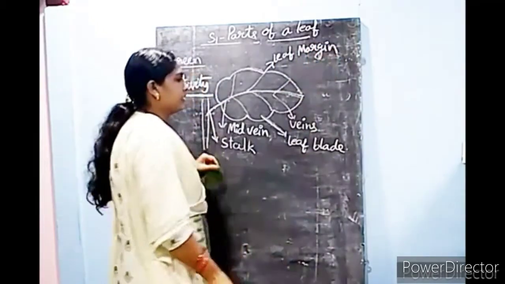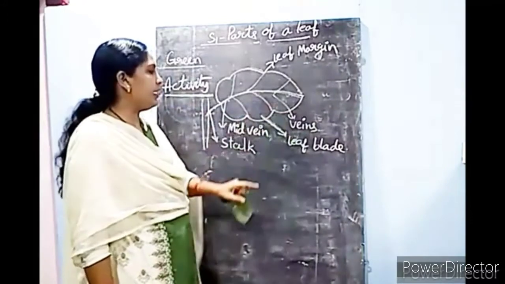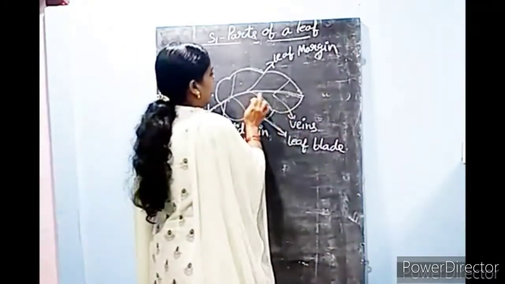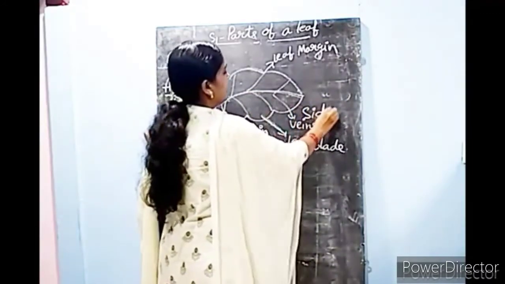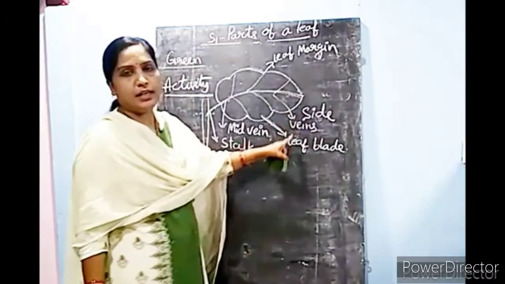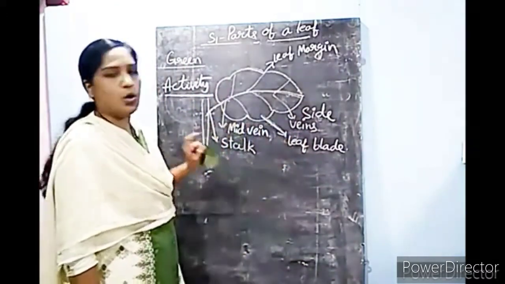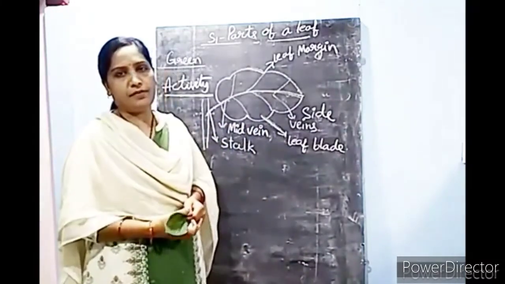Leaf margin, leaf blade, side veins, midvein. The veins which come from the midvein are known as side veins. They are side veins, leaf blade, midvein, stalk. So these are the different parts in a leaf.